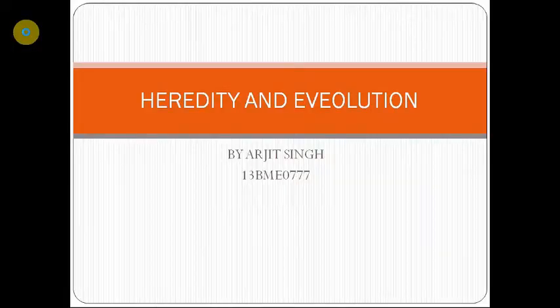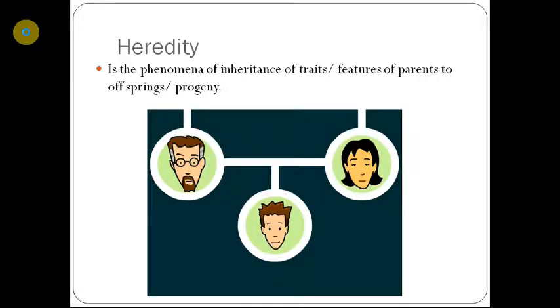Heredity and evolution. What is heredity? It is a phenomenon of inheritance of traits and features from parents to offspring or progeny. For example, you are an offspring of your dad and mom. You have inherited certain features and traits from your parents, be it your hair, your nose, your eyes, etc. You can even say that you are a copy of your parent. But in nature nothing is perfect, therefore you are born with slight variations. These variations occur due to DNA mutation, about which we will discuss later.